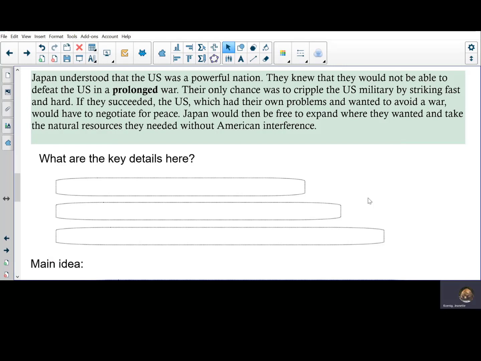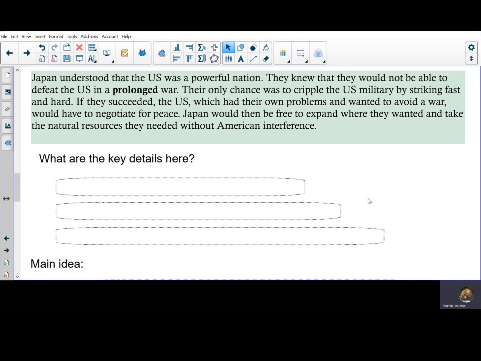So, America is powerful. Okay, yes, America is powerful. What's another detail? Japan needs oil. Okay, well that's not in this paragraph. They do need oil, but that was from a preceding paragraph, so let's just look at what we see here. Japan has to strike fast and hard.